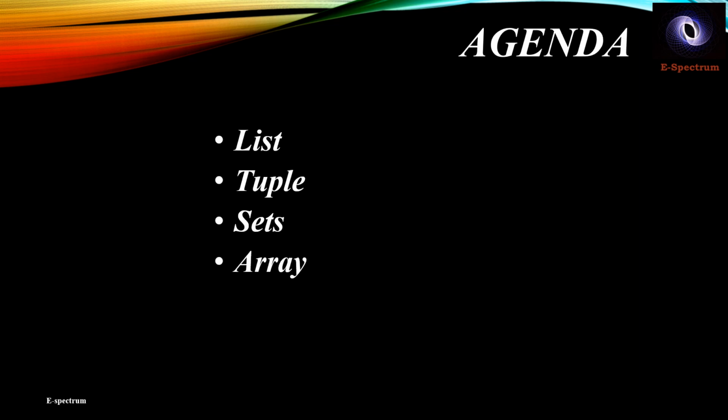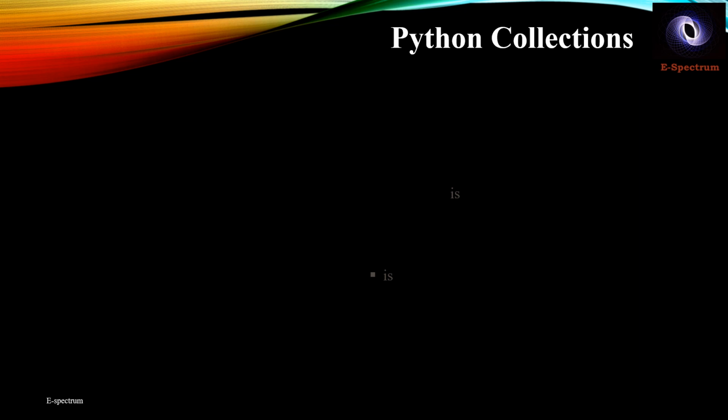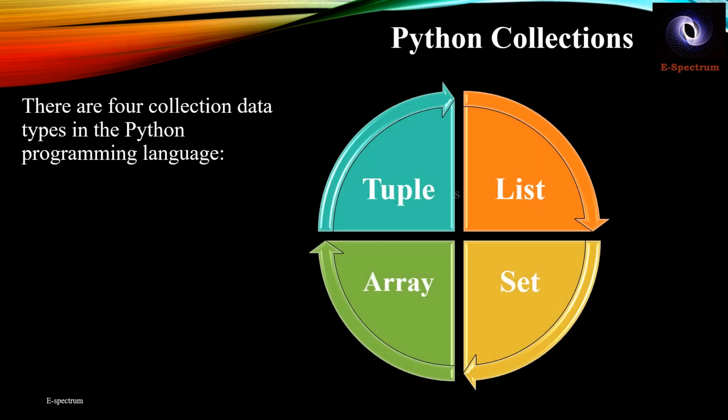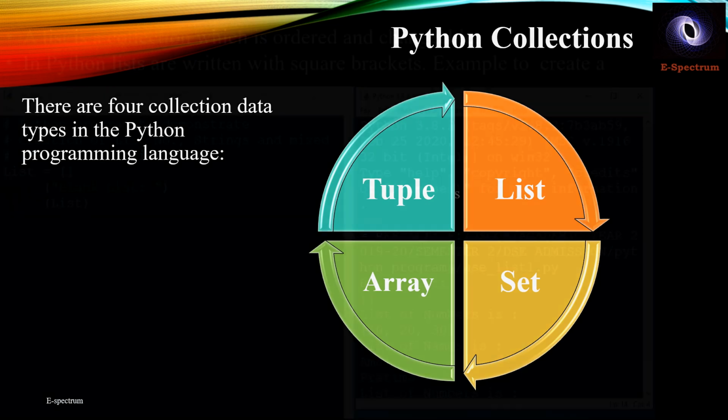The different agendas that we will be covering in this session are the concept of lists, tuples, sets and arrays. Now, Python basically supports a collection of four different data structures. These are tuple, list, sets and arrays. Let us go one by one.